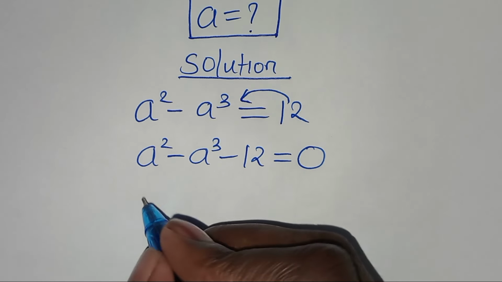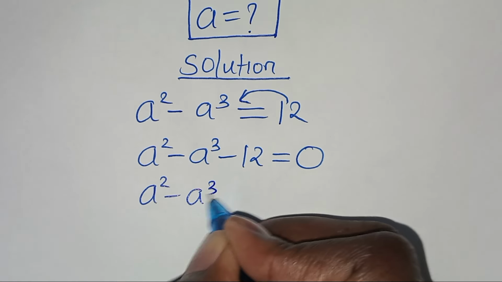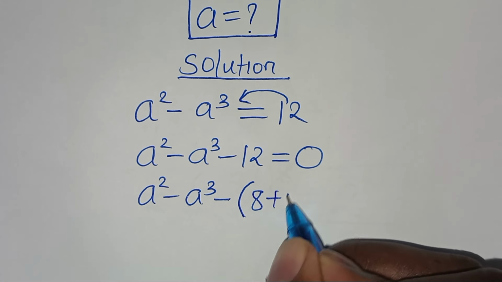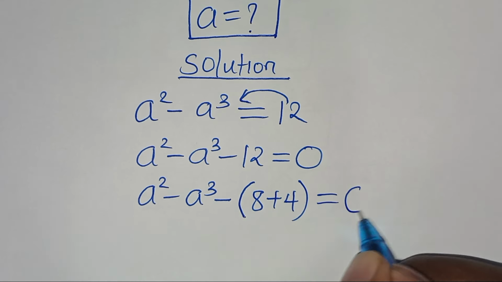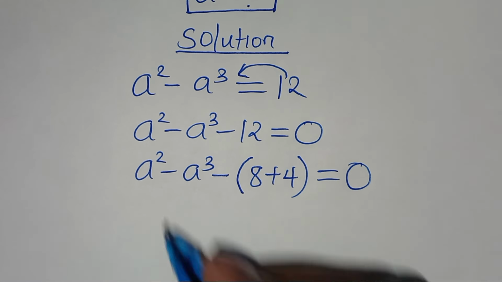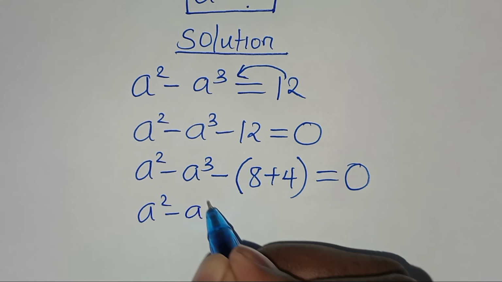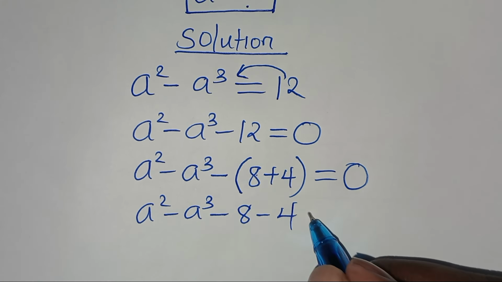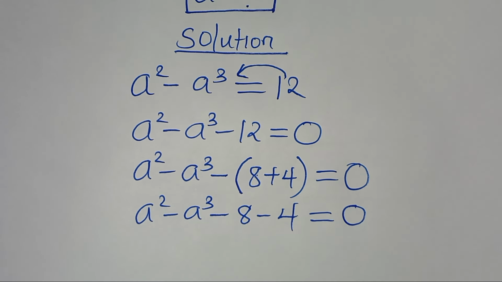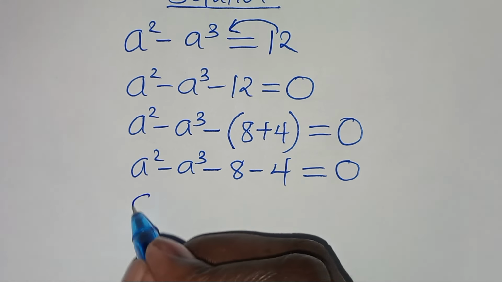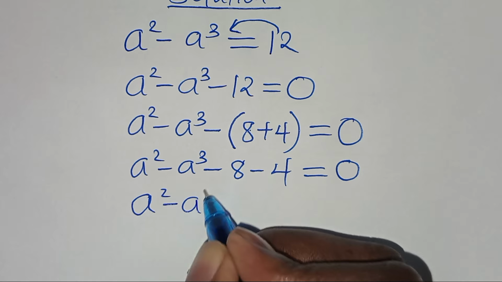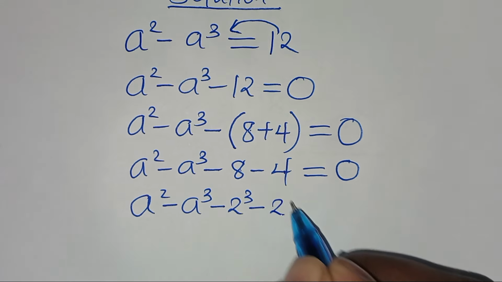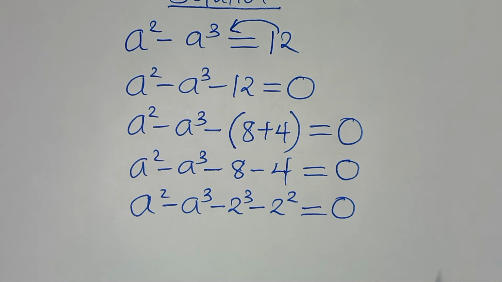The next step is that in a to power 2 minus a to power 3, subtract 12, we can express 12 as 8 plus 4. This is equal to 0. So we have a to power 2, subtract a to power 3, minus 8 minus 4, equal to 0. Now we can express this as a to power 2 minus a to power 3, subtract 8, which is 2 to power 3, subtract 4, which is 2 to power 2. This is equal to 0.